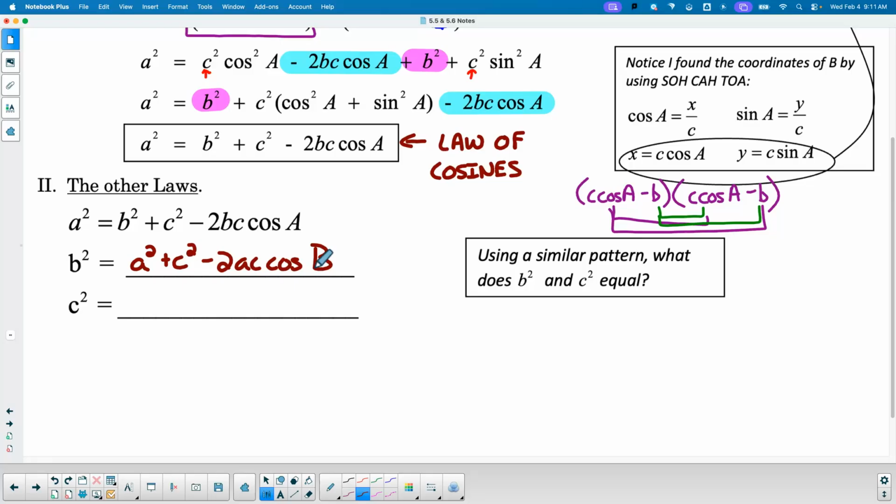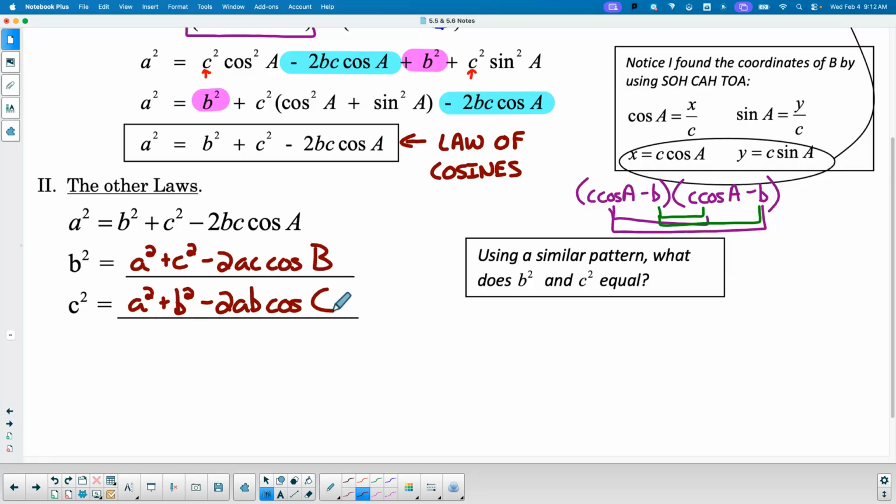C squared would then be what? A squared, yep. Plus b squared, yep. Minus 2ab cosine of c. Okay. And with the letters that you start with, in the middle is the other 2. Okay.